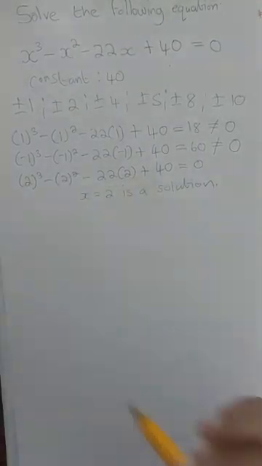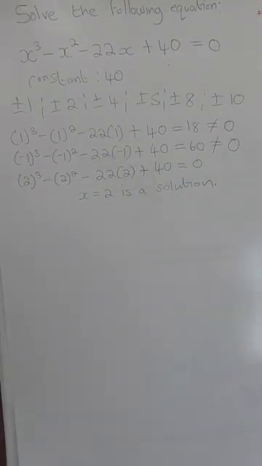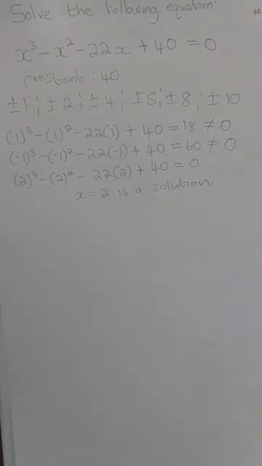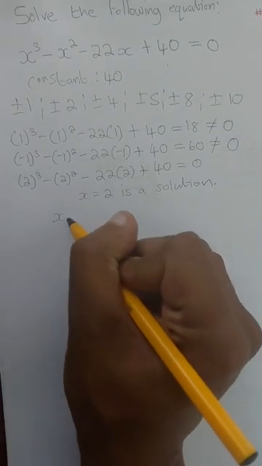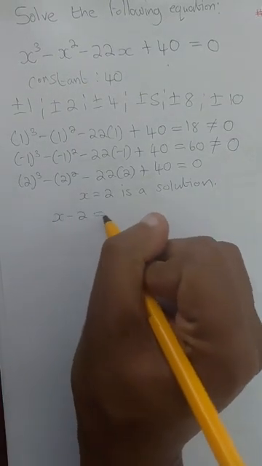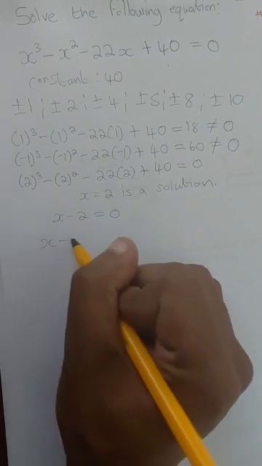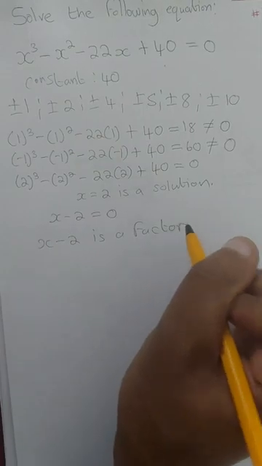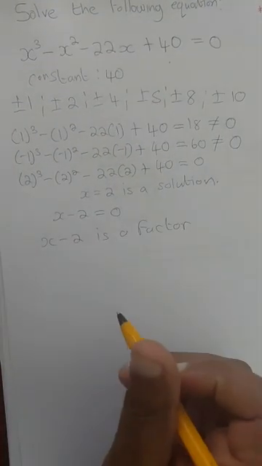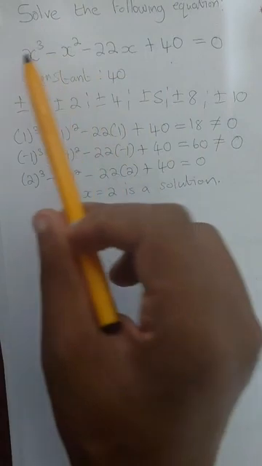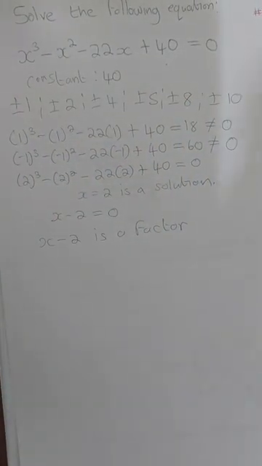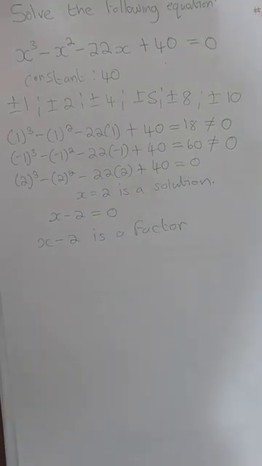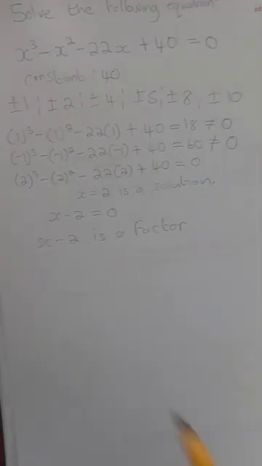So once we know that this is a solution to the equation, we can now write down a factor of the equation. So we're going to therefore say x minus 2 is equal to 0, and then we're going to say x minus 2 is a factor of our equation. Now that we know that it is a factor, we can therefore solve this cubic equation by simply separating it into two parts, one linear and the other one quadratic.